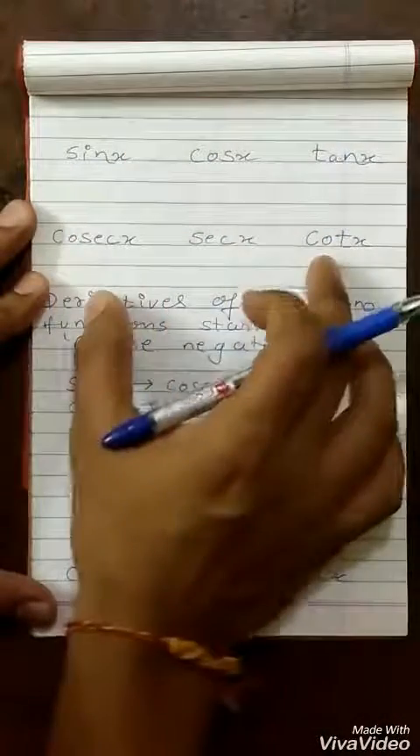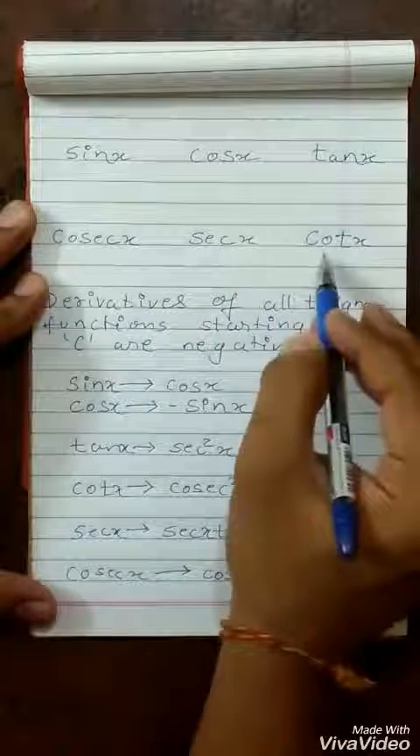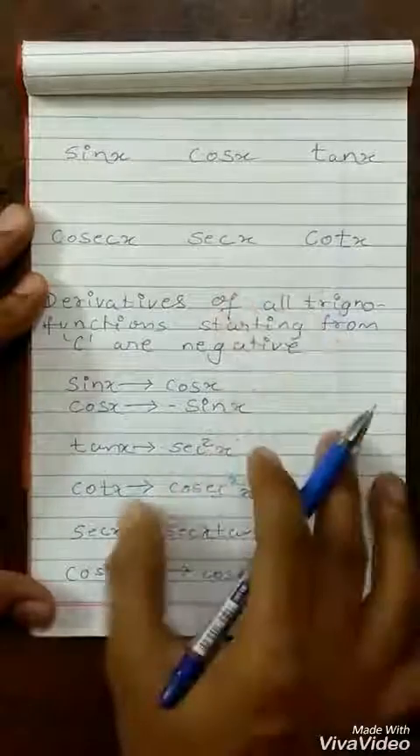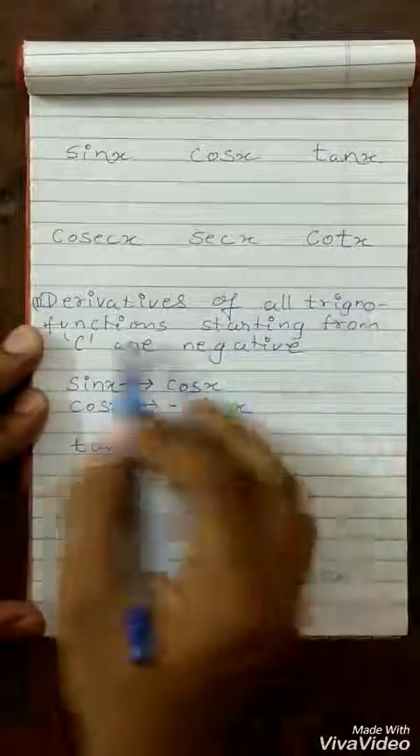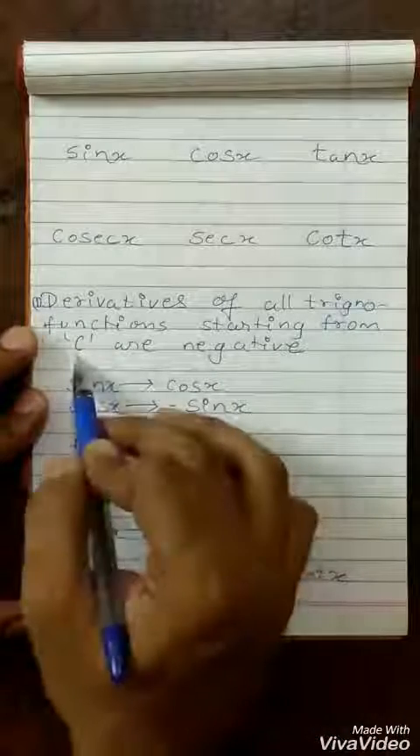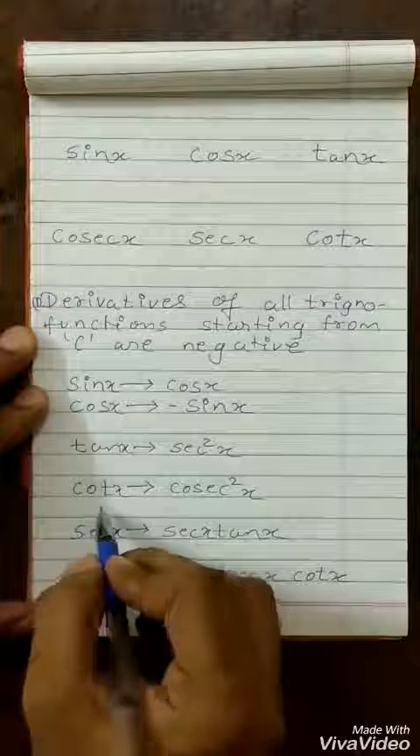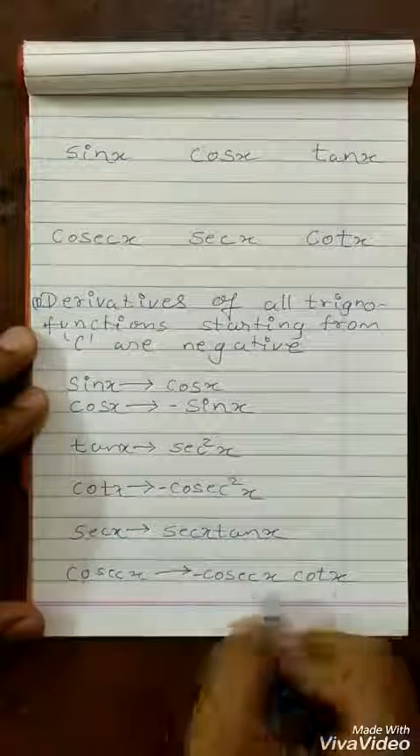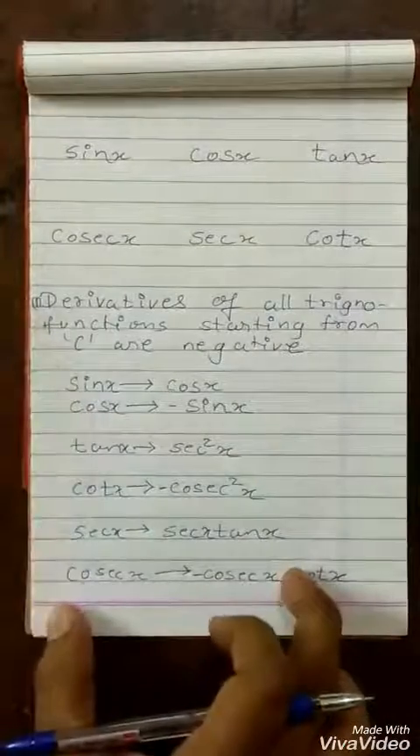So let's see. First of all, write the trigonometric functions in such an order: sin x, cos x, tan x, cot x, sec x, and cosec x. The first point that you all have to remember is that the derivatives of all trigonometric functions starting with c are negative, like cos x is minus sin x, cot x is minus cosec square x, and cosec x is minus cosec x into cot x. So let's see how to remember these derivatives.